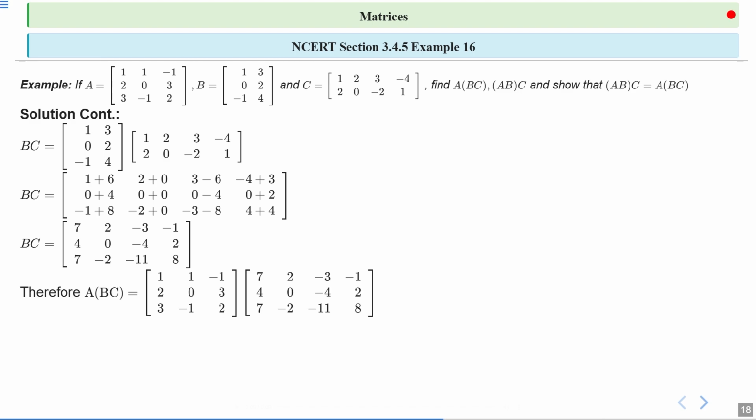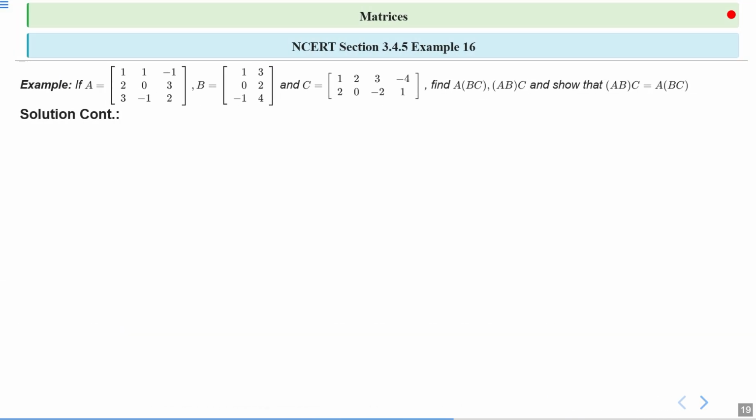Okay. Therefore, A into BC will be equal to 1, 1, minus 1, 2, 0, 3, 3, minus 1, 2 into 7, 2, minus 3, minus 1, 4, 0, minus 4, 2, 7, minus 2, minus 11, 8. Clear? So A into BC will be equal to 1, 1, minus 1, 2, 0, 3, 3, minus 1, 2 into 7, 2, minus 3, minus 1, 4, 0, minus 4, 2, 7, minus 2, minus 11, 8.